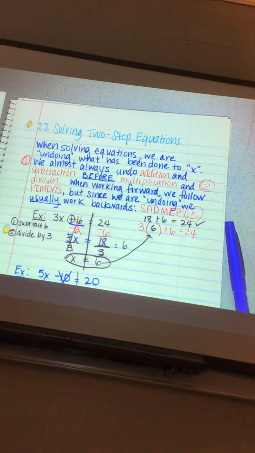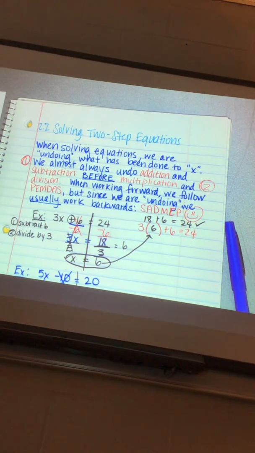So we got to get this 5. He's stuck to the x by what? Multiplication. You're right. So we have to do the inverse. We're going to need to divide both sides by 5. That cancels out. You're just left with x. And 30 divided by 5 is 6.